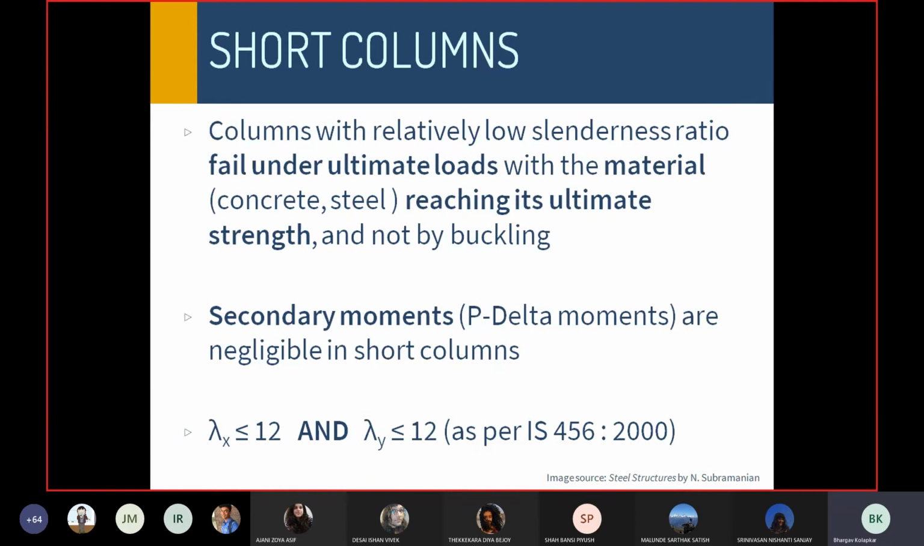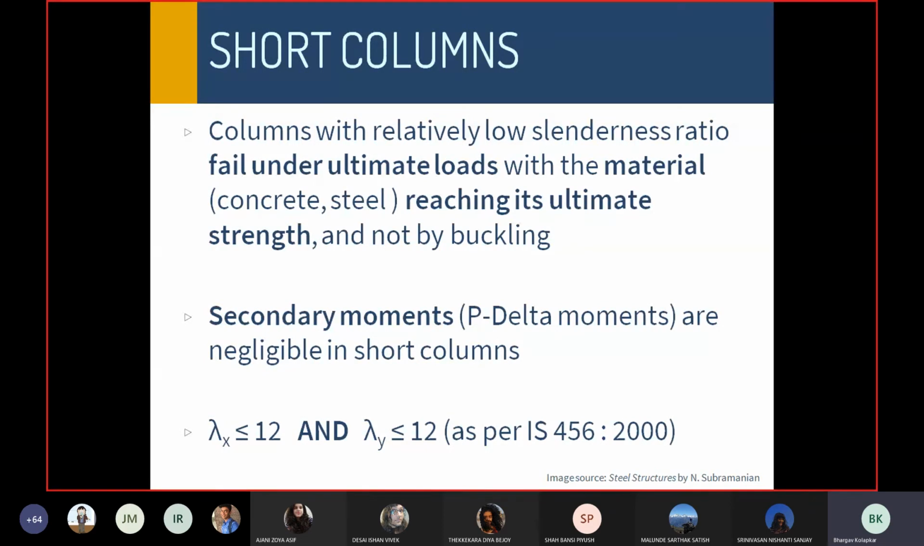So a column is said to be short when the slenderness effects are not significant. Meaning that columns with relatively low slenderness ratio fail under ultimate loads with the material reaching its ultimate strength and not by buckling. And such columns are called short columns. Okay, very simple to understand. If a column is short, it is likely that it will not buckle and the ultimate failure is going to occur by the crushing of the section. And hence in a short column, at ultimate loads, the failure occurs by material reaching its ultimate strength and not by buckling.